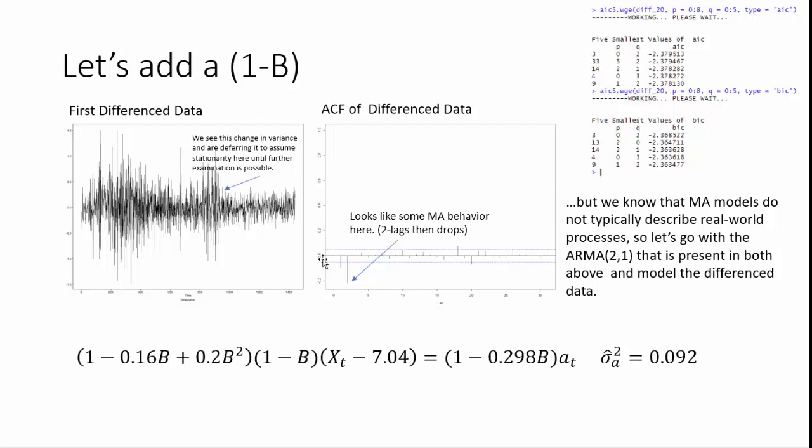It does look like this ACF is indicating MA behavior, and we do have (0,2) in both the AIC and BIC. However, we know that doesn't describe the real world, so we decided to go with a (2,1) and then ultimately land on this model right here.